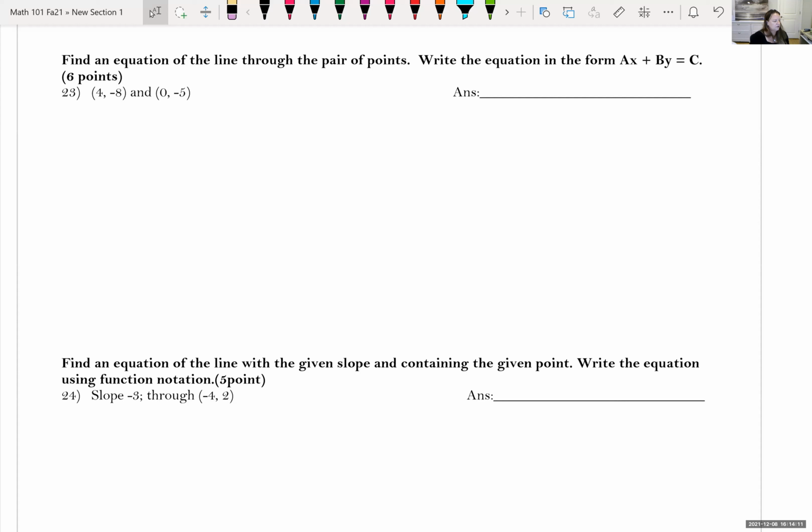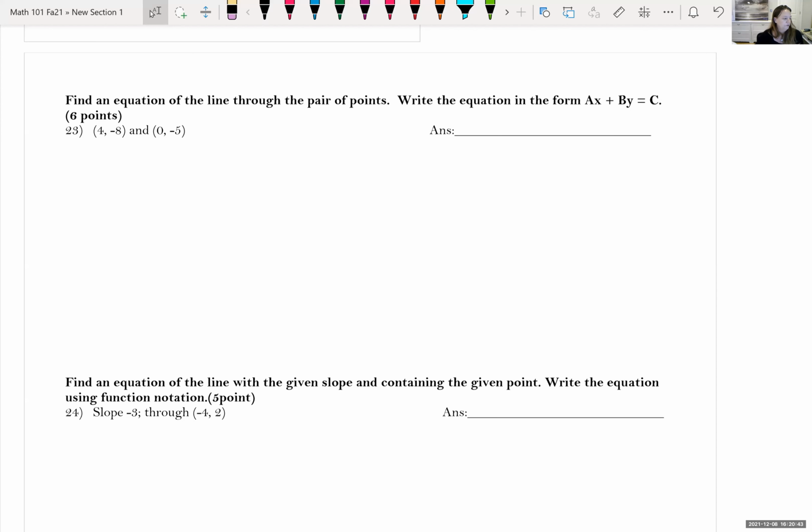So you're going to take a second and look at these two. Find an equation of a line through the pair of points (4, -8) and (0, -5), and you're going to write the equation in the form of ax plus by equals c. You had a chance to look at this, and so let's find the slope first.